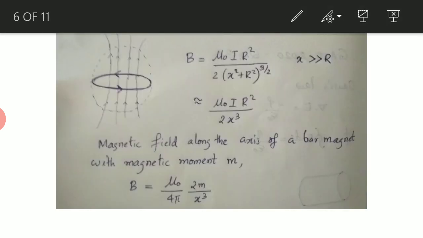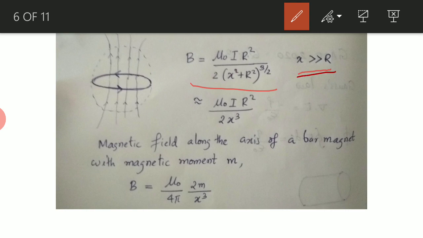Now let us find the equation for the magnetic field due to a current carrying loop. It is given as B equal to mu 0 I r square by 2 into x square plus r square whole raised to 3 by 2. This is a basic equation from 12th standard NCERT.